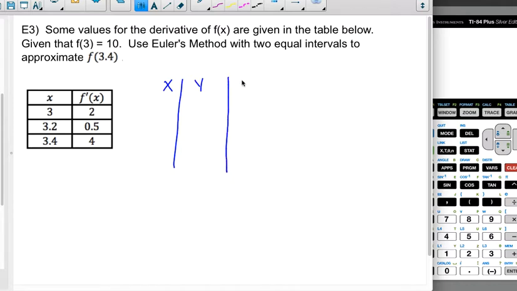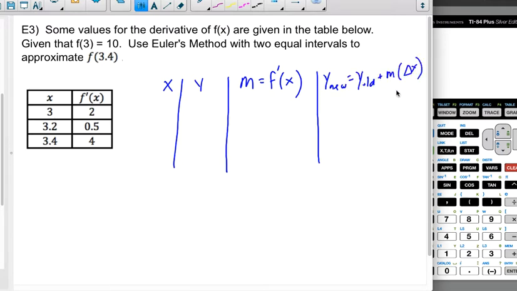So I have an x and a y. I have my slope, right, which is going to be f prime at that given x value, right? And then I need my new y, which is going to be the old y plus the slope times the change in x, right? So you can see that the change in x, right, because I want two equal intervals to go from 3 to 3.4. So my change in x is going to be 3.4 minus 3 all over 2, which is definitely a 0.2. And that jives with what I can see on here, right?